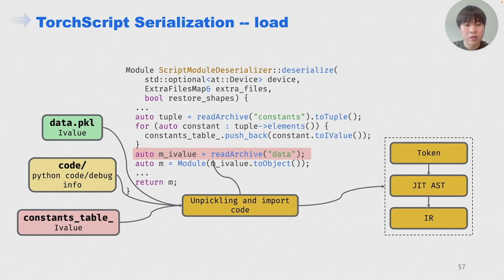During the process of unpickling data pkl, relevant source code is read from the code directory and parsed as needed, and related constants are also read from the constants table. The code parsing process includes converting Python code to custom tokens and then transforming tokens into JIT-AST and finally into IR. This process differs significantly from the earlier Python to TorchScript compilation.